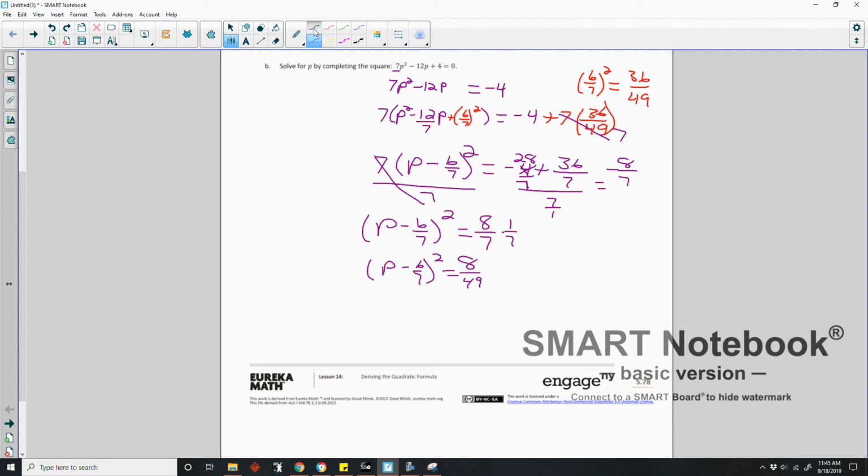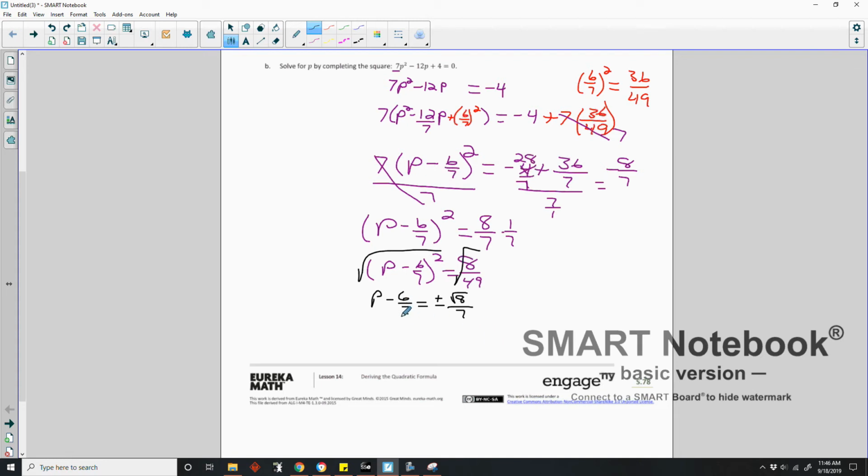Now I take the square root of both sides, and I get p minus 6 over 7 equals plus or minus the square root of 8 over 49. The square root of 8 can't be simplified, so I'll just leave that. And the square root of 49 is 7. So I can rewrite it like this.